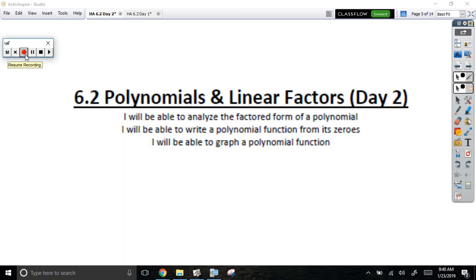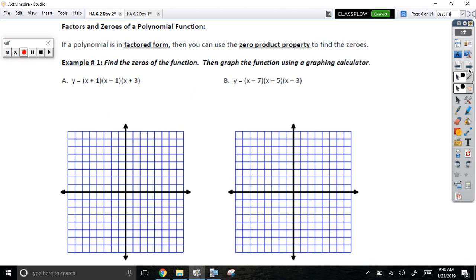So today we are going to be continuing with the idea of polynomials, and we will be looking at them in both factored and standard form. We'll be graphing them. We'll also be writing equations to model them. Okay? So the two examples that were given first are in factored form. You can see that they're factored into binomials.